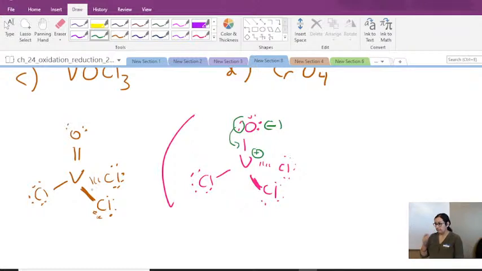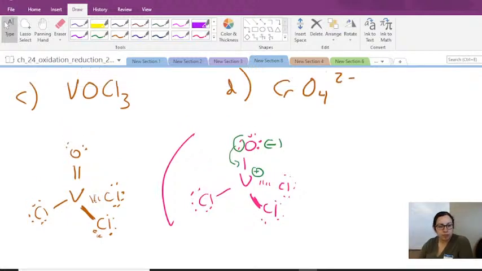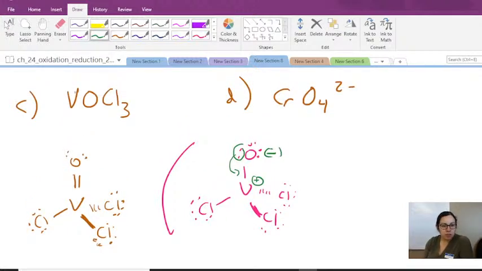Yeah? So I was a little confused on how you choose which element goes in the middle of the structure. It's usually the least electronegative that goes in the center, but also if you see a metal, usually it's going to go in the center. They tend to be less electronegative. Yeah, and they want to give up and donate electrons.